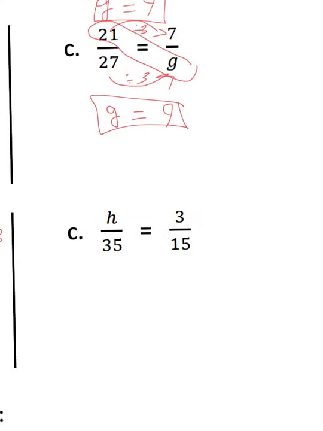For C, how many times does 15 go into 3? So this is going to be division. Make sure the arrow goes forward to the variable. 15 divided by 5 will be 3. So 35 divided by 5, we get H is 7.